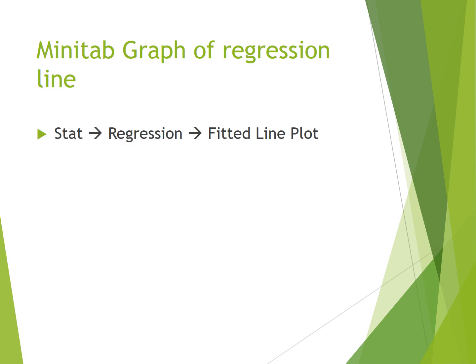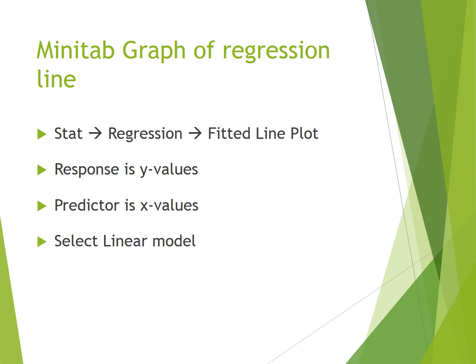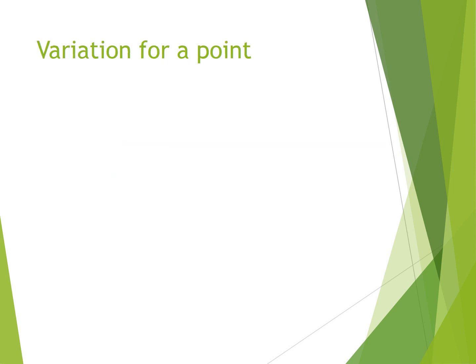It also gives you the r squared value, which is known as the coefficient of determination. If you want to see the graph, you can go to Stat, Regression, Fitted Line Plot, and it will graph the data and include the line of best fit. Again, the response is the y values and the predictor is the x values. You select linear model, because it does give you some other choices. Remember, there's other types of association besides just linear.